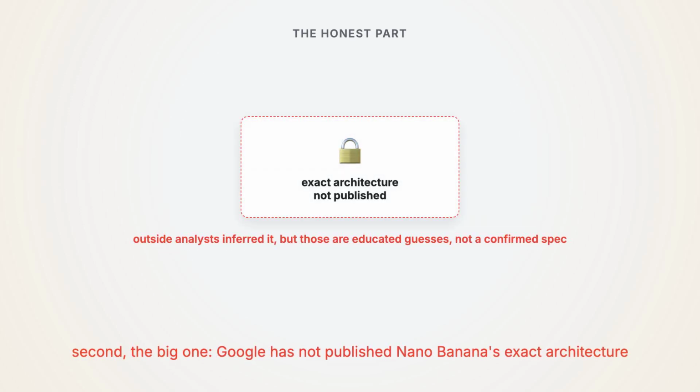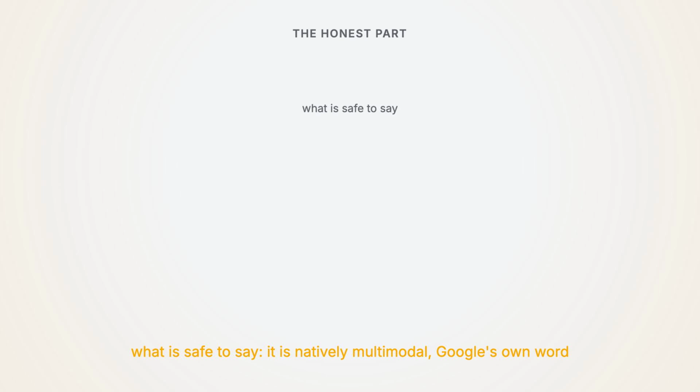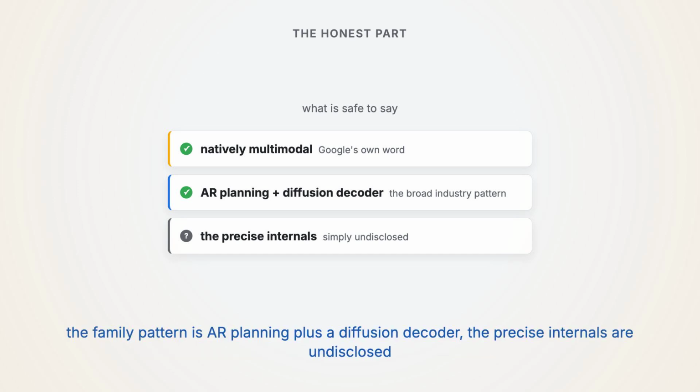Second, the big one. Google has not published Nano Banana's exact internal architecture. Outside analysts have inferred designs and slapped technical labels on it, but those are educated guesses from watching its behavior, not a confirmed spec. So here is what is safe to say. It is natively multimodal, Google's own word, and the broad industry pattern is autoregressive planning plus a diffusion decoder. The precise internals of this specific model are simply undisclosed. Anyone who says they know exactly how it is built is guessing.